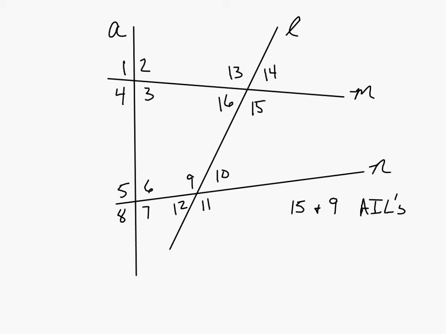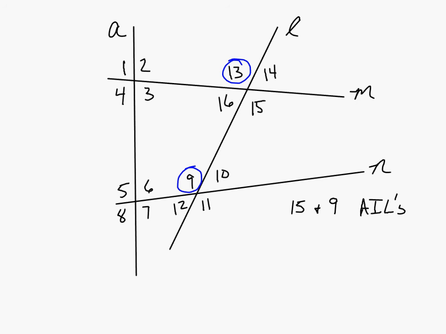What about angles 4 and 6? What is their transversal? A is the transversal, and they are alternate interior angles. Very good. Angle 13 and angle 9. What's their transversal? Line L, and they are corresponding. Very good.